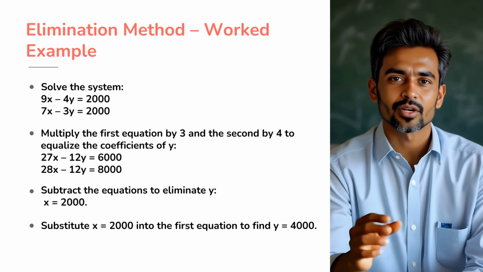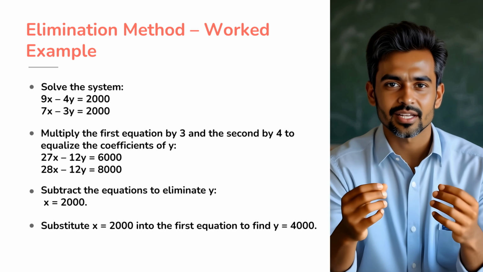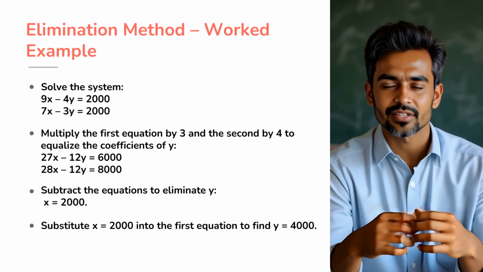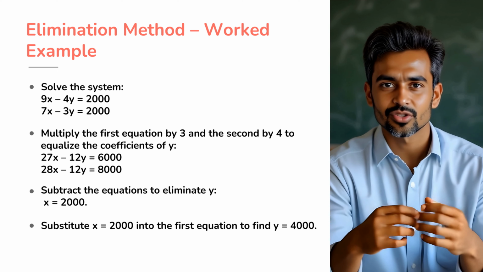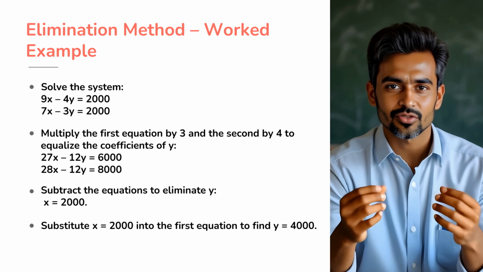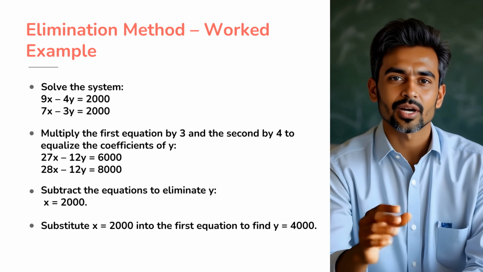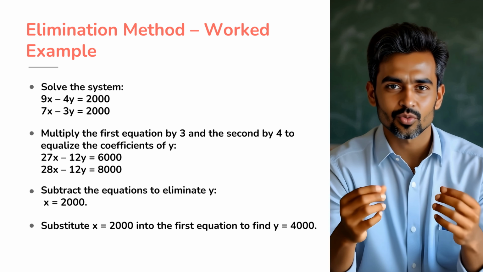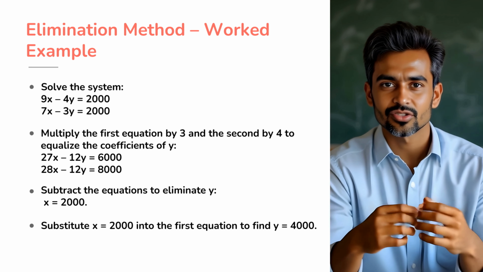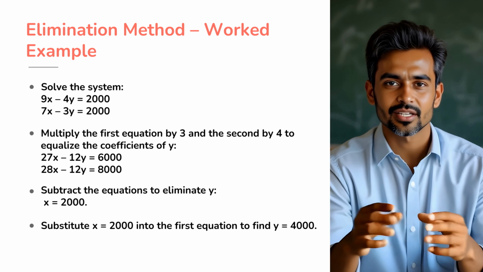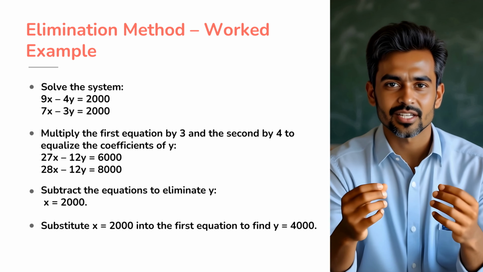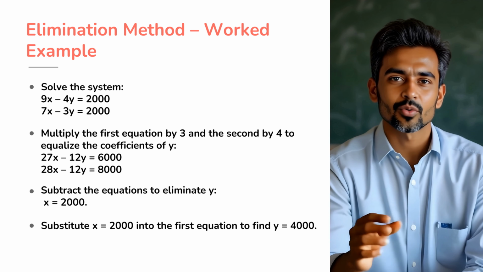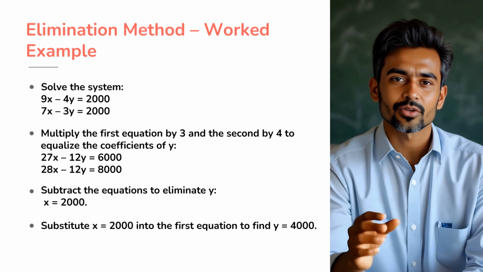Let's solve a system of equations using the elimination method. 9x minus 4y equals 2000, 7x minus 3y equals 2000. Step 1. Multiply the first equation by 3 and the second by 4 to make the coefficients of y equal: 27x minus 12y equals 6000, 28x minus 12y equals 8000. Step 2. Subtract the second equation from the first to eliminate y. 27x minus 28x plus minus 12y plus 12y equals 6000 minus 8000, minus x equals minus 2000, x equals 2000.